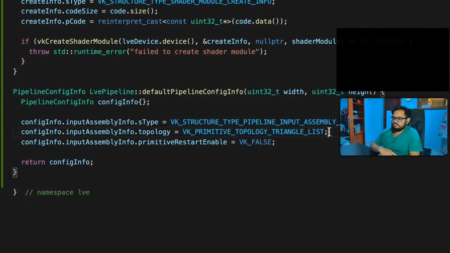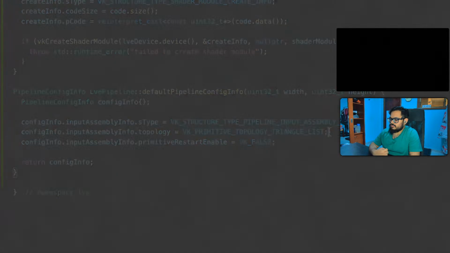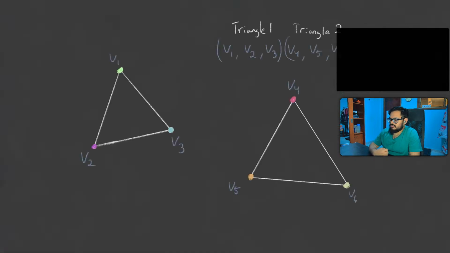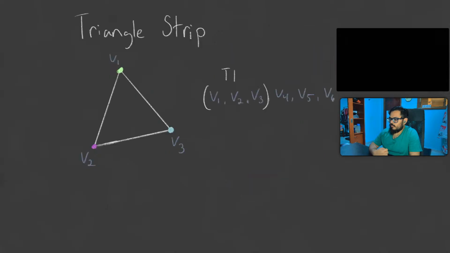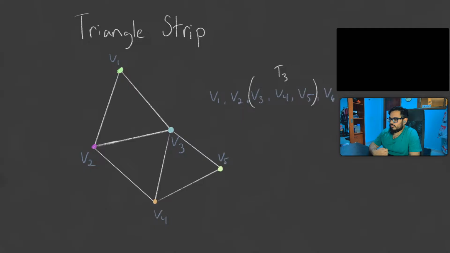That's what we specify in the topology. In this case, by default, we will use a triangle list, which means that every 3 vertices are grouped together into a separate triangle. So if we added vertices 4, 5, and 6, we'd have 2 triangles. Another option is a triangle strip, where every additional vertex uses the previous 2 vertices to form the next triangle. This has the benefit of letting us specify more triangles without having to waste memory duplicating vertices, but limits the geometry that we can show to being a connected strip of triangles.